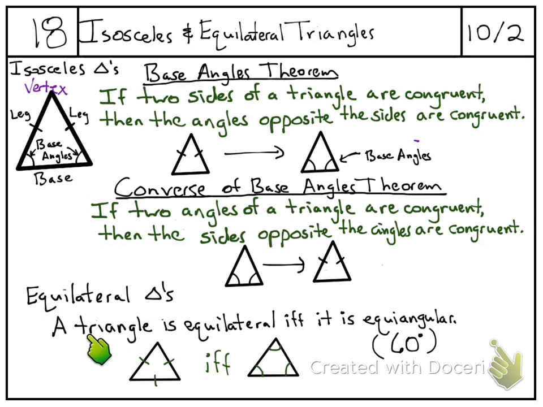Equilateral triangles, we can also add to that. A triangle is equilateral if and only if it is equiangular. So if all the sides match, then all the angles will match. If all the angles match, then all the sides match. And we can also say equiangular. If all the angles are the same, then they're all going to be 60 degrees because 180 is the total of all the angles. If they're all equal, we divide 180 by 3 to get 60.